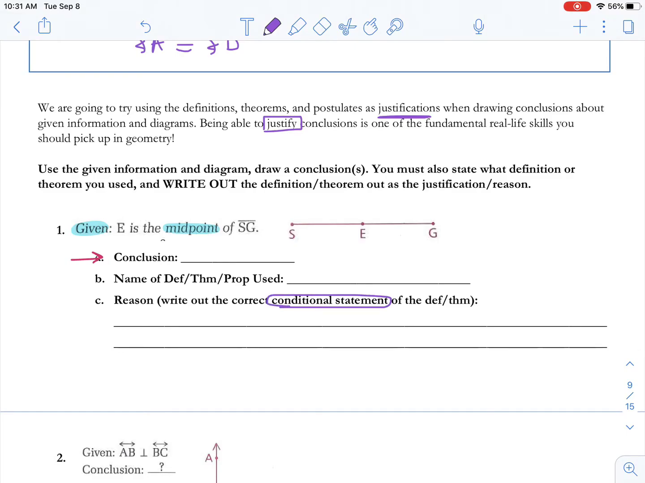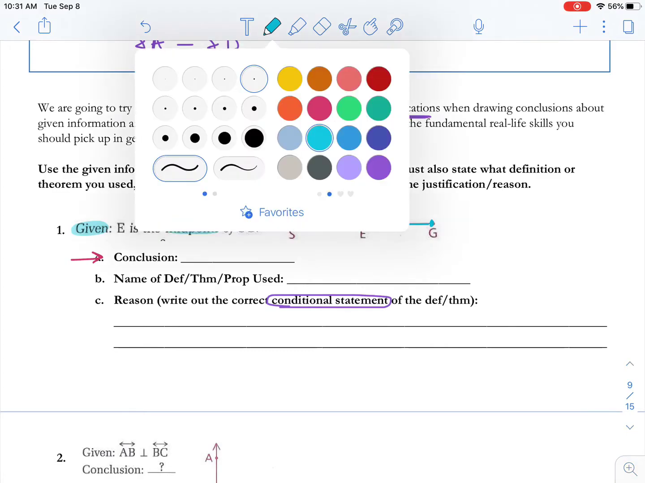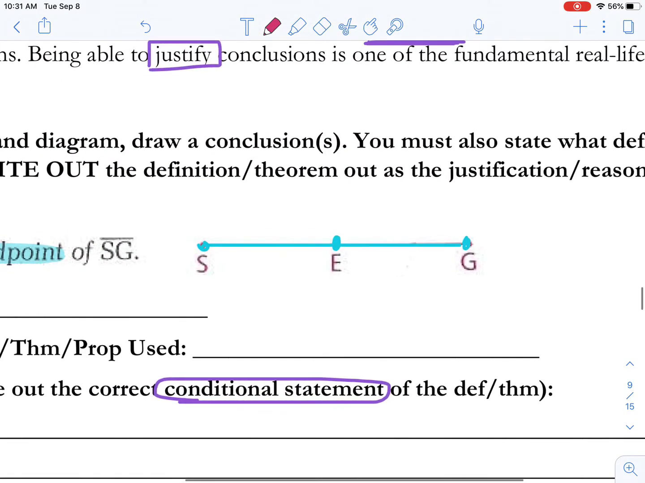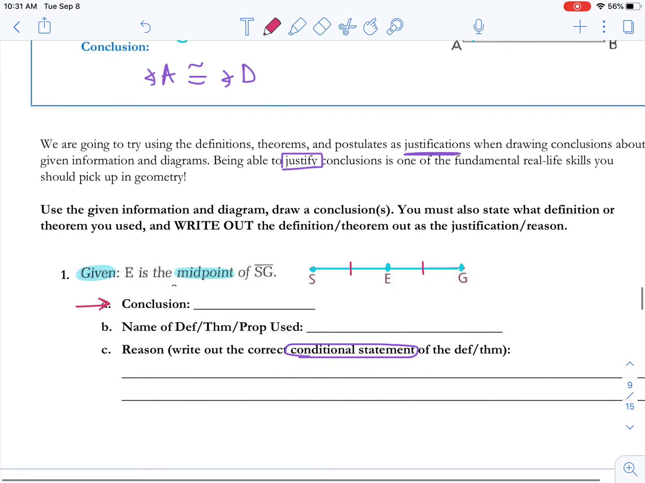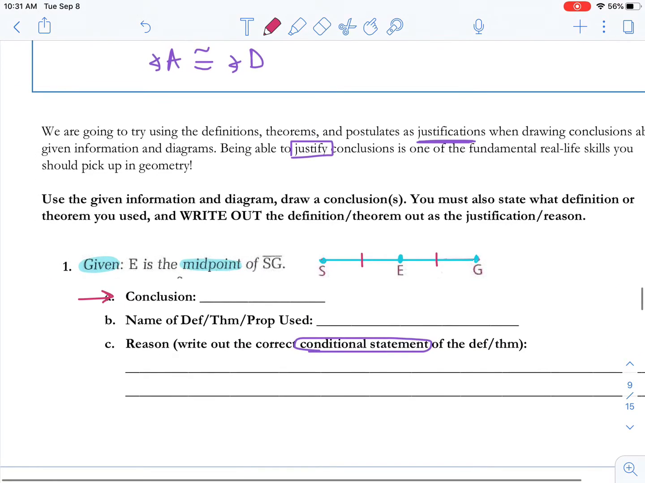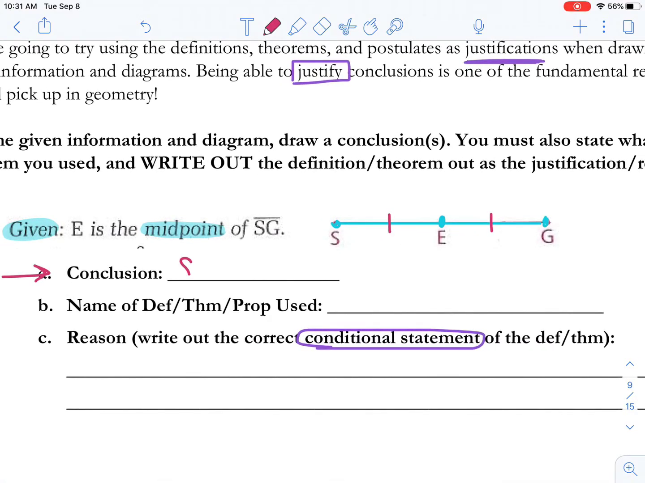Okay, so if we take a look at number 1, the given information is that E is the midpoint of segment SG. So what do we know about midpoint? When you hear the word midpoint, what do you think of? Well, hopefully you think of that it divides the segment into two congruent parts. Hopefully when you look at your diagram, you put those markings in. Those pink markings are our conclusion. That's something additional we can say is true because of the definition of midpoint. So SE is congruent to EG.